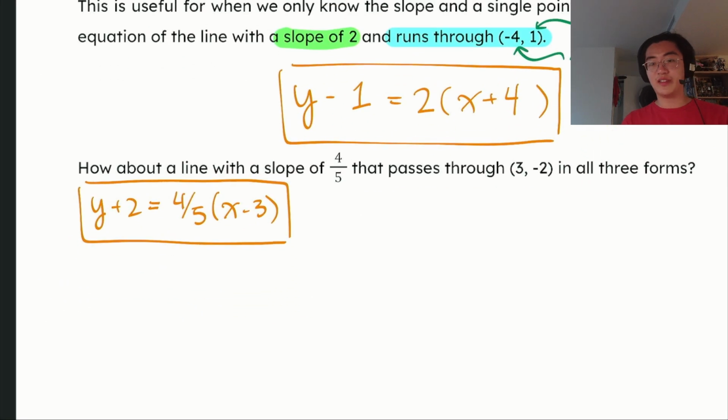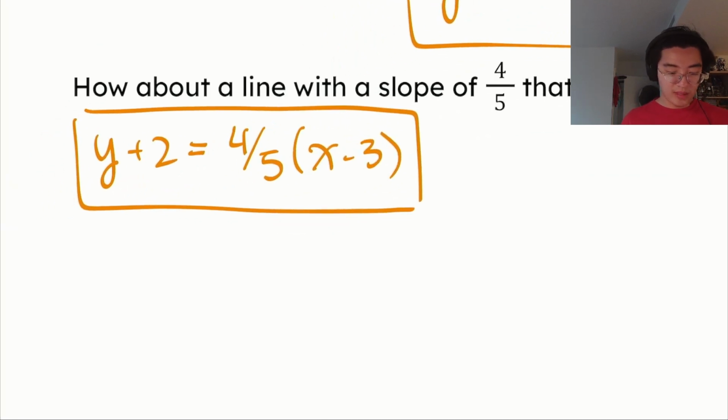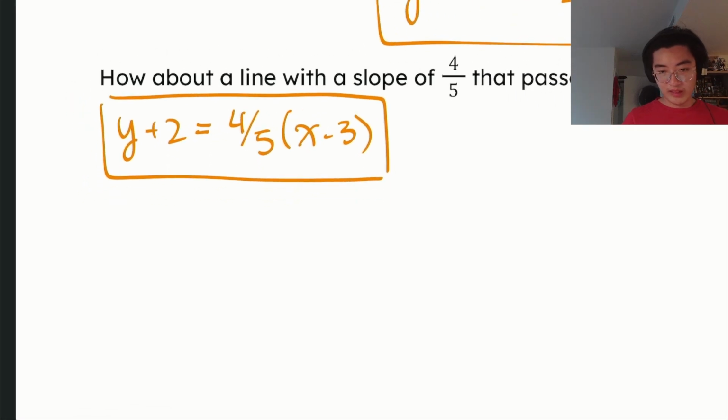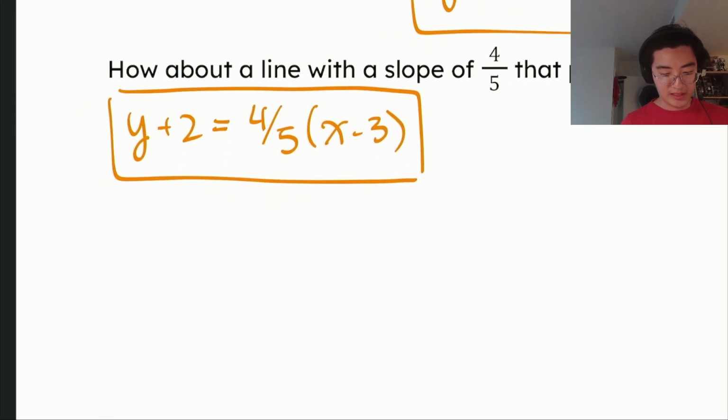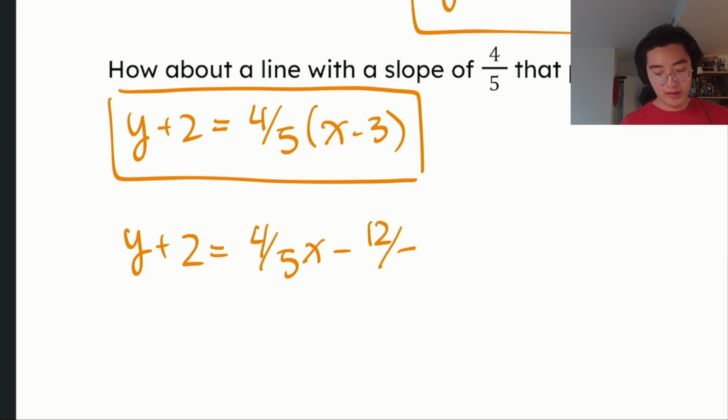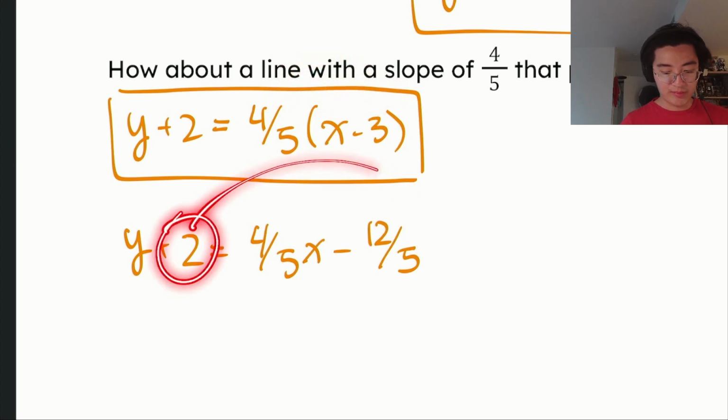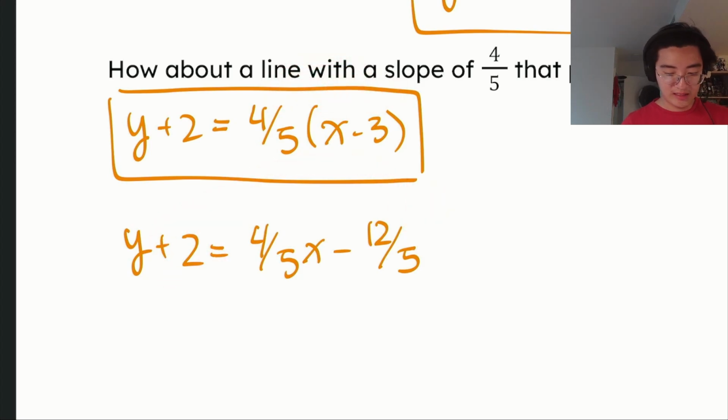Next, let's convert it into the slope-intercept form. So what we can do here is get rid of the brackets. We're just expanding the bracket here. And all we have to do is move the 2 to the other side to isolate the y.